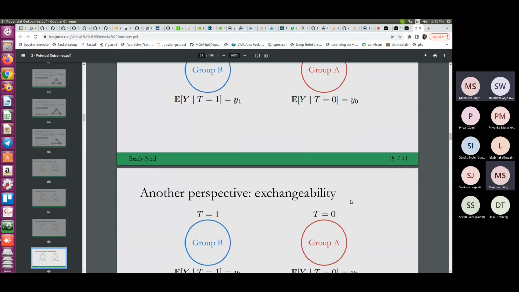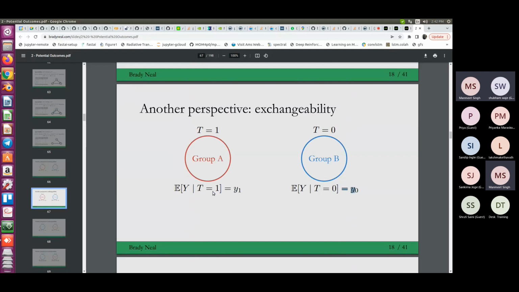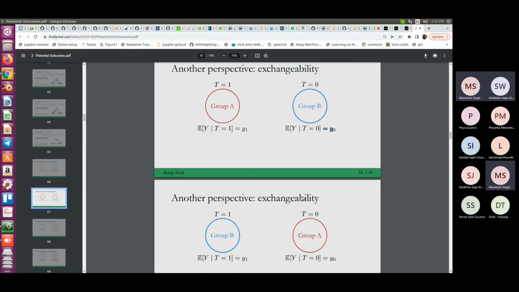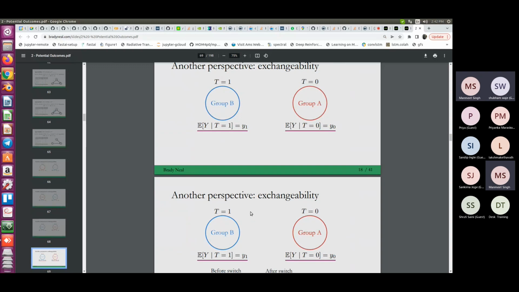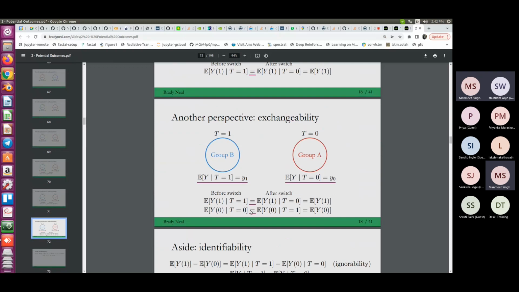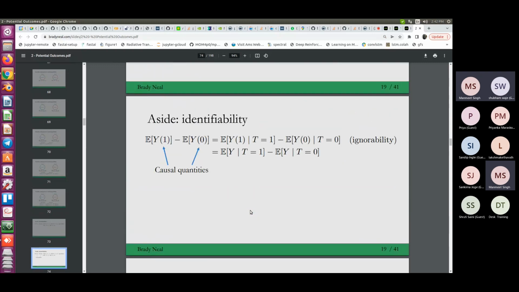So the exchangeability assumption says that you should be able to exchange these groups. Now if you change the position of the groups, so rather than having group A receiving the treatment 1, now you have group B receiving the treatment 1, your expected value should remain the same. So that is the exchangeability assumption. Your causal inference should not depend on the sample that you take out from the population.